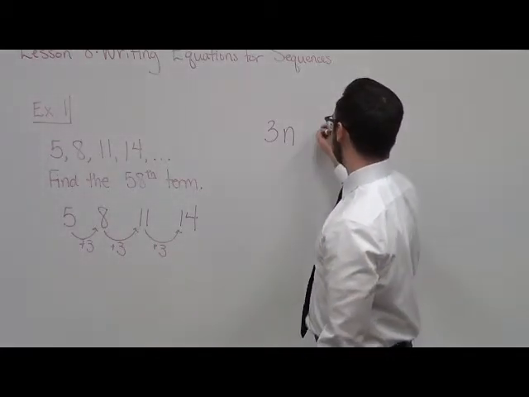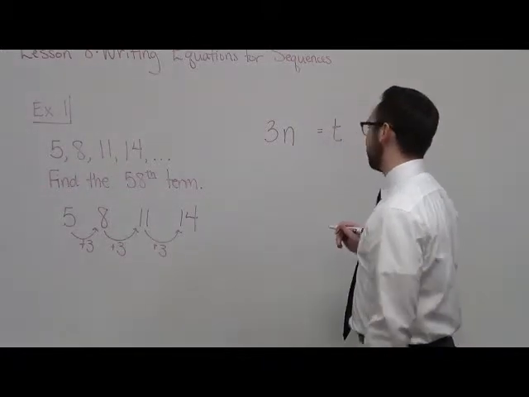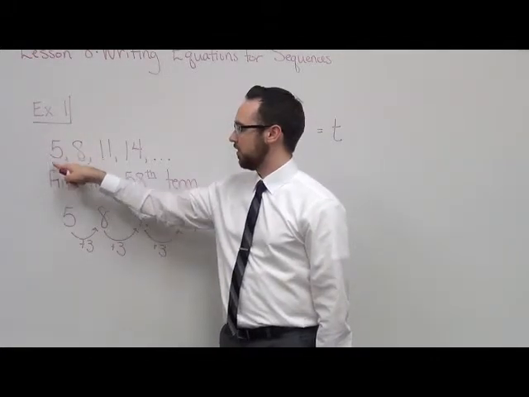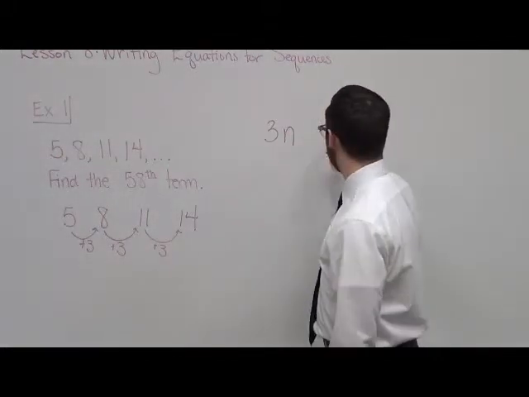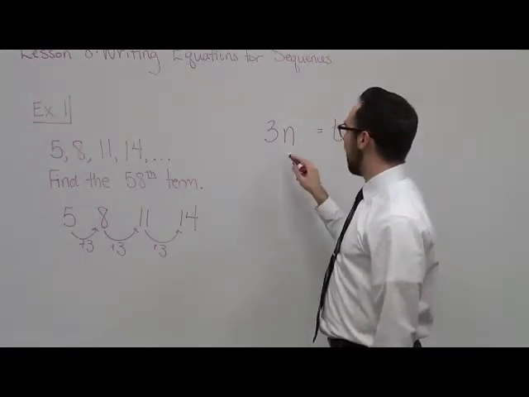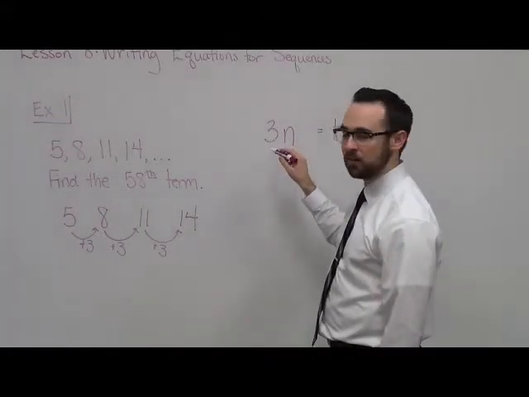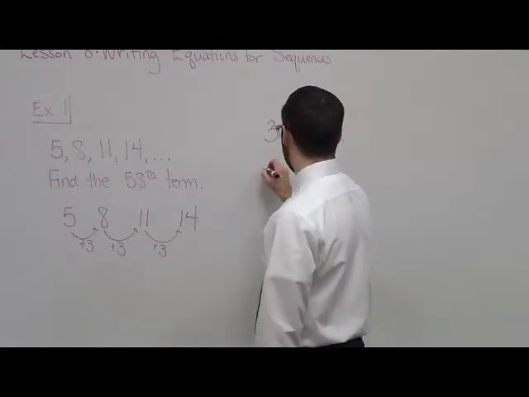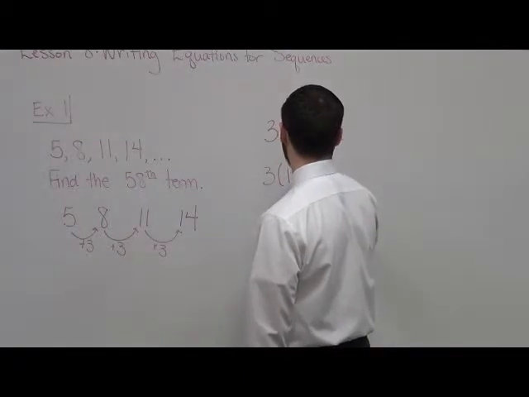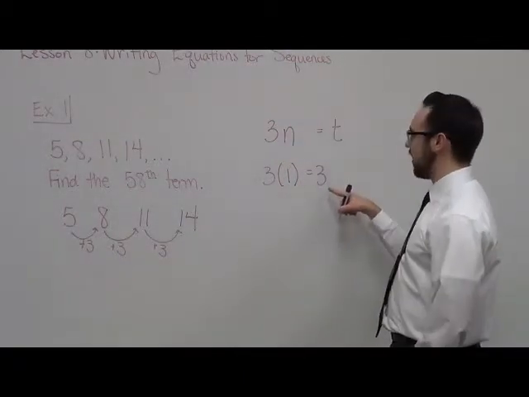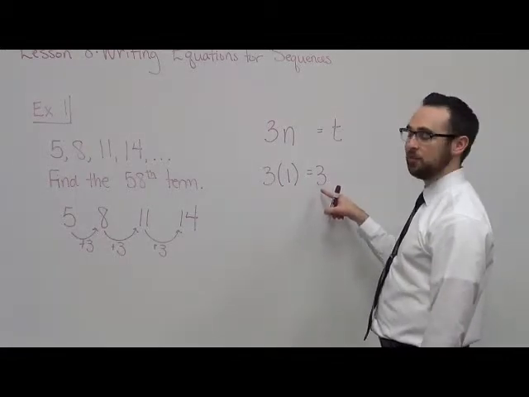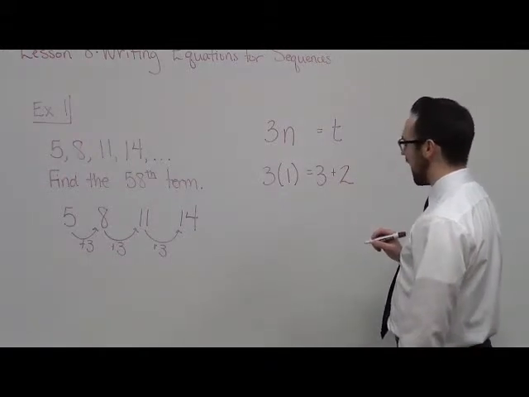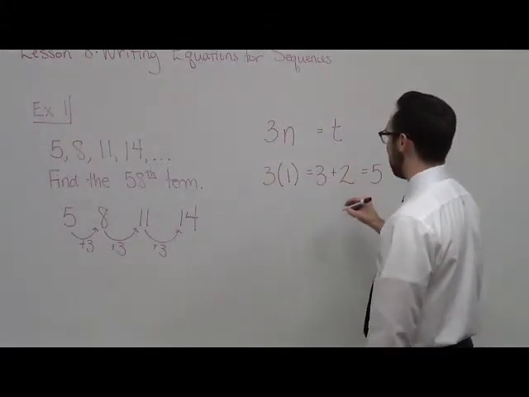So we'll just put equals some number over here. If I were to plug in this number over here, I want to be able to say if n is 1, then I should be able to get 5 out of that. Well, if I plug in a 1, 3 times 1 is 3, it's not 5, right? I need to get that to be 5. So how do I move from 3 to 5? I have to add 2 to get to 5.